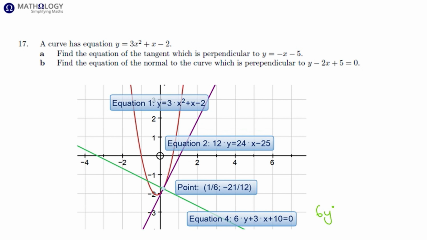Which is given by 6y plus 3x plus 10 equals 0. The blue-purple line is the equation of the tangent to the curve at the point of contact 1 over 6, minus 21 over 12, which is given by 12y equals 24x minus 25.